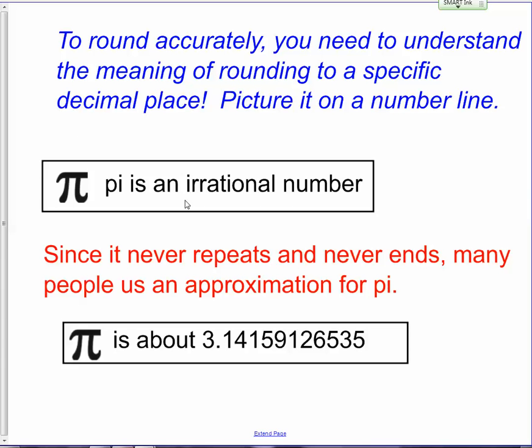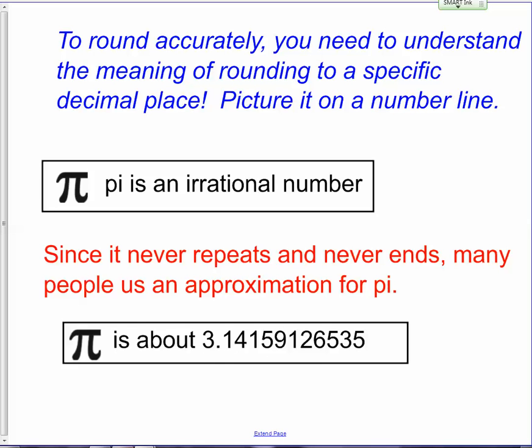So I picked pi because, remember, it's an irrational number that never repeats and never ends. We cannot express it as a fraction. And so this is an approximation for pi to several decimal places.